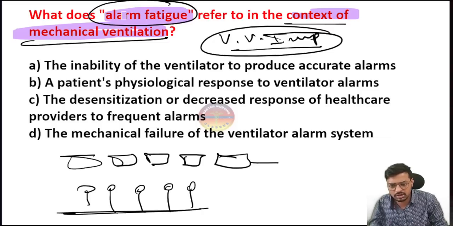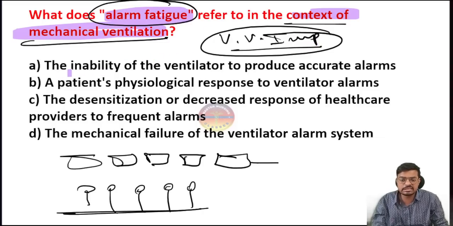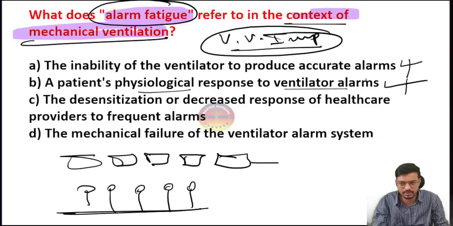So what is the meaning of alarm fatigue in the context of the mechanical ventilator? Option A is telling the inability of the ventilator to produce an accurate alarm. No, the ventilator will produce its alarm, but we are unable to respond to that alarm. That's what you call alarm fatigue. So option A, I am eliminating. Option B, a patient's physiological response to the ventilator alarm. It's not the patient's response, it's the healthcare provider's response.